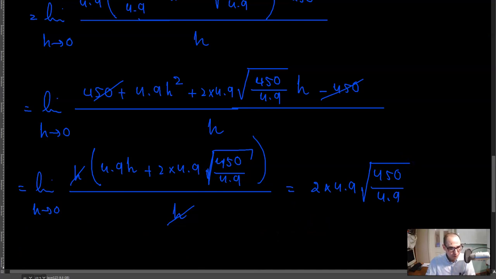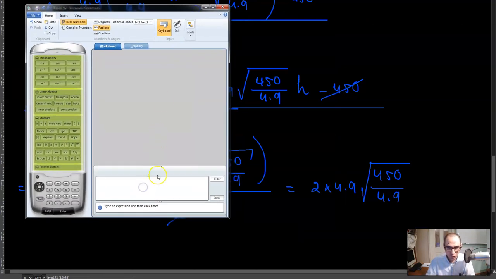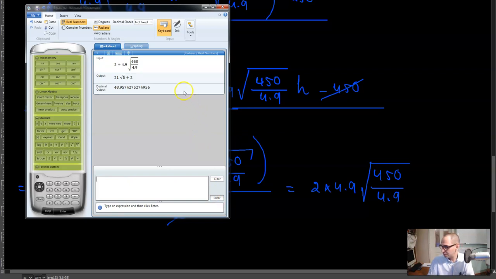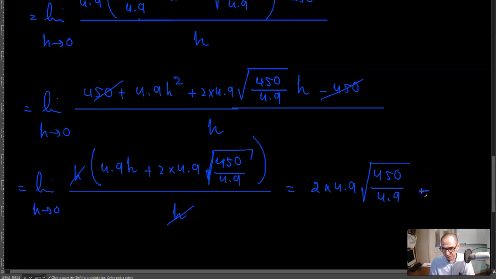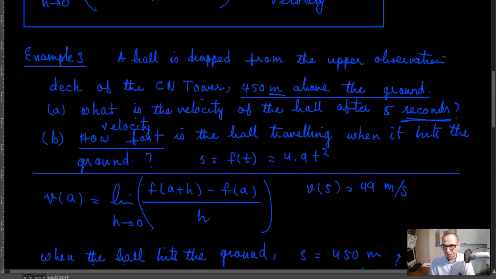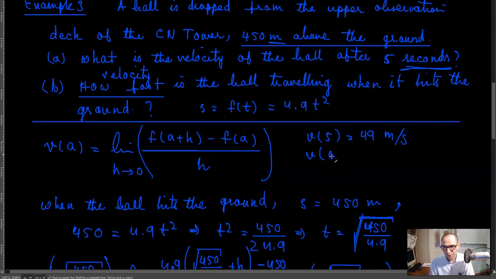Which should be 2 times 4.9 times the square root of 450 divided by 4.9. Oh, it's supposed to be 2 times. That's 94, essentially. It's very close to 94. So you can call this 94 meters per second, right? So v of ground, you can call it 94 meters per second, right?